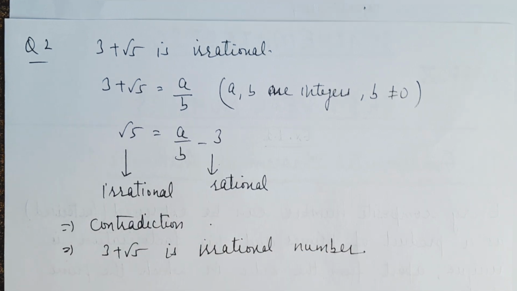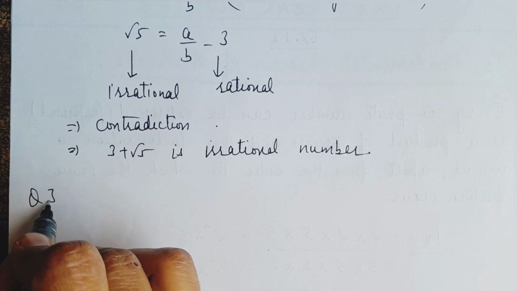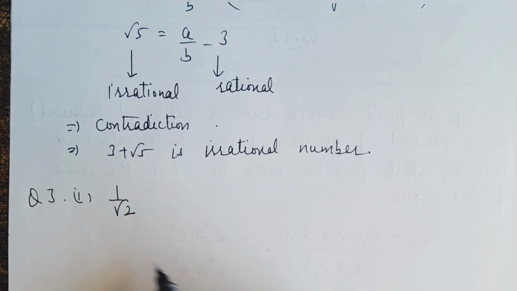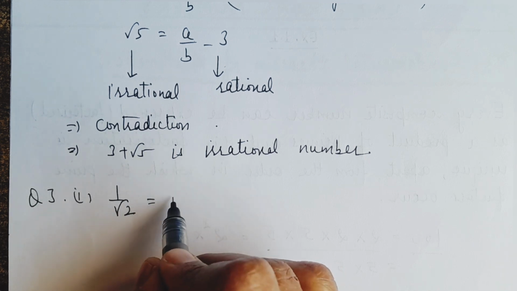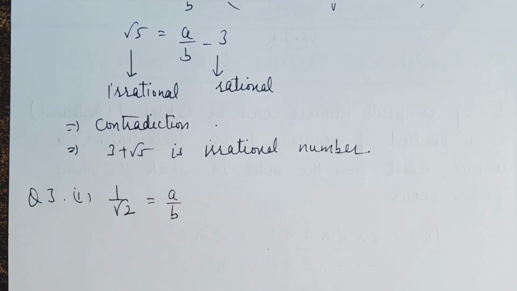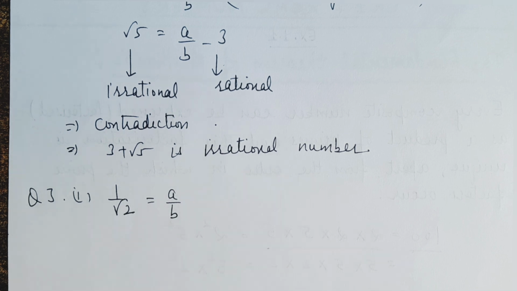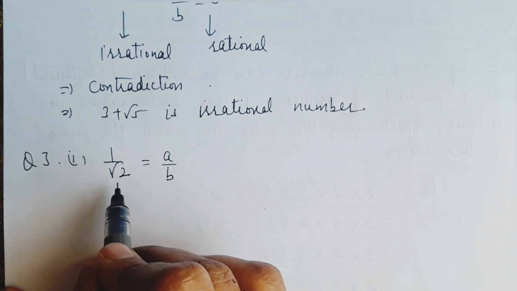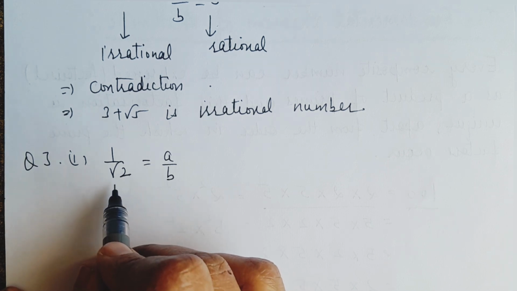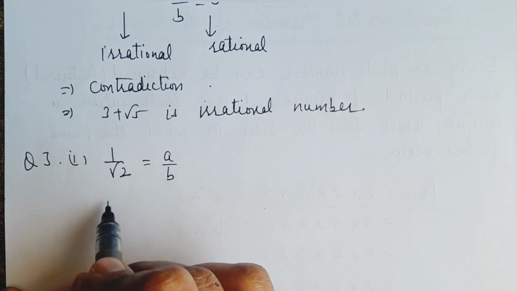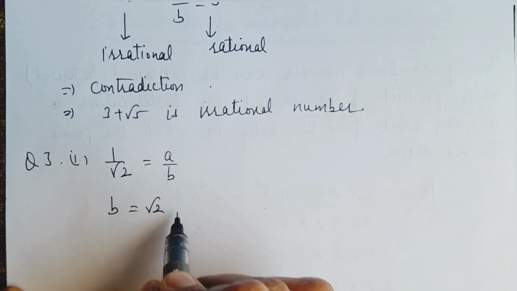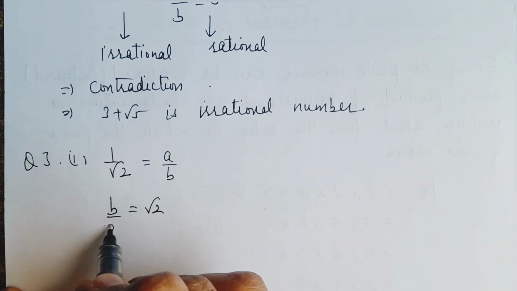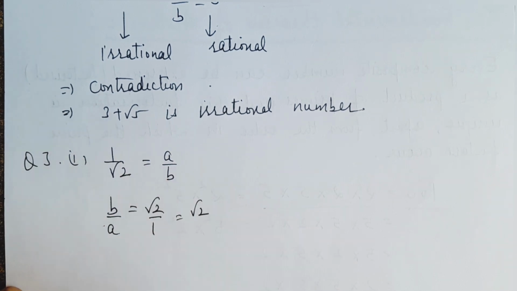Now we will move to question number 3 of the NCERT. In that, the first part is to prove 1 by root 2 is irrational. So again we will do the same process. Let's take it as equal to a rational number a by b, where a and b are integers and b is non-zero. Now we will do the cross multiplication. So b will be equal to a root 2. Now we will do the reverse. B by a will be equal to root 2 by 1. That means it is equal to root 2.